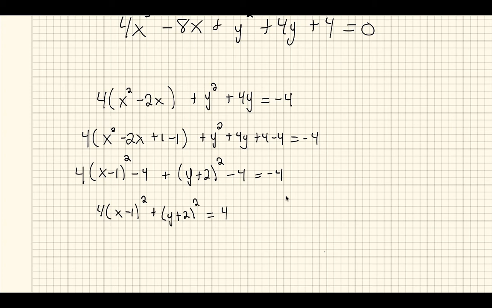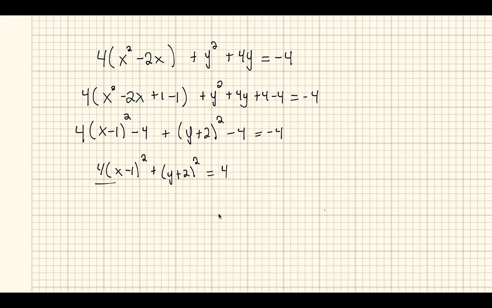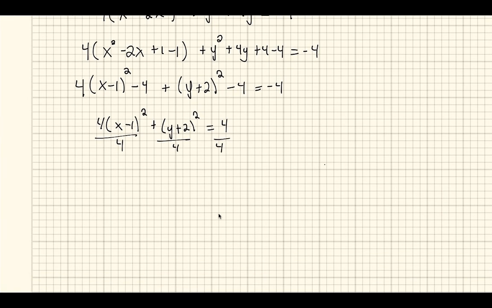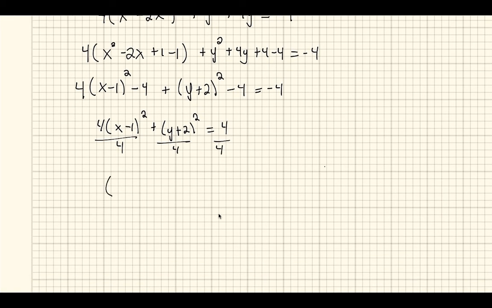Okay, so this is looking much better. Only one thing we want to do to change this is to set it equal to 1. So we divide everything by 4, both sides of the equation. So this is (x minus 1) squared plus (y plus 2) squared over 4 is equal to 1. So now it's in that standard form for an ellipse.